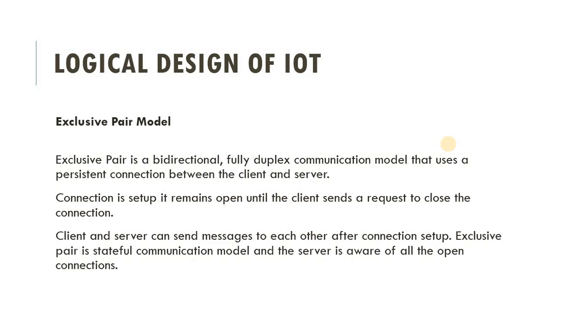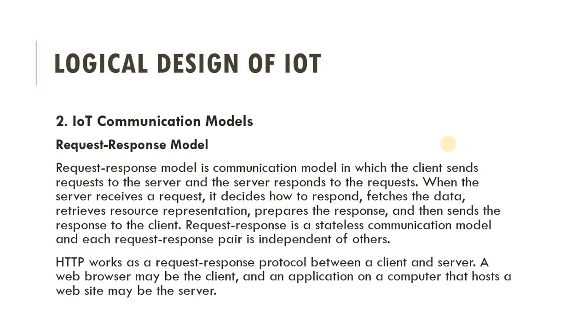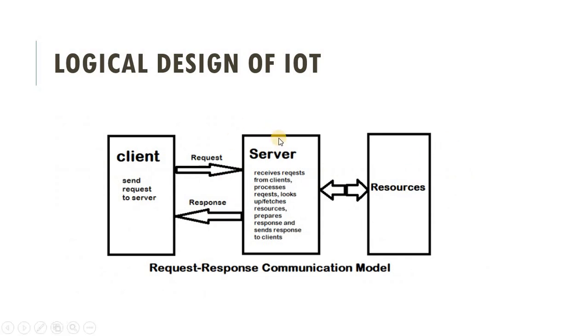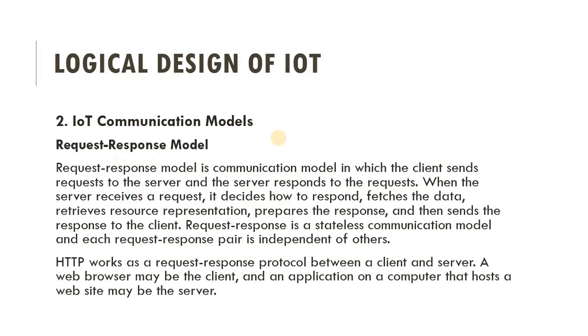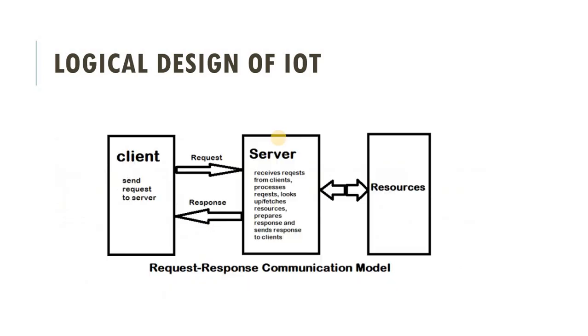Okay, the difference from the request response model is that in the request response model, only the client can send a request to the server, but the server can't. But in the exclusive pair model, the server and client both can do this. So this is called the bidirectional model. So these are the IoT communication models.